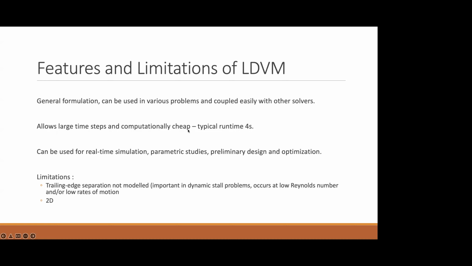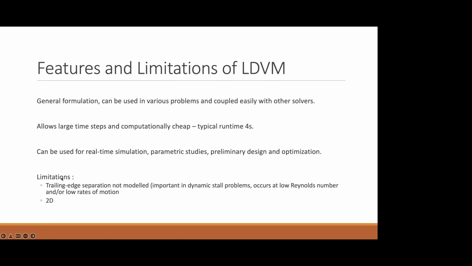The typical runtime is maybe 4 seconds or less. So this can be used for real-time simulation because of the very small runtime. It can be used for quick parametric studies, and it can be used for preliminary design and optimization. So if we have a very large parameter space, we can use this method to cover that parameter space, and then we can go in further and explore with high fidelity tools like CFD and experiments and so on.